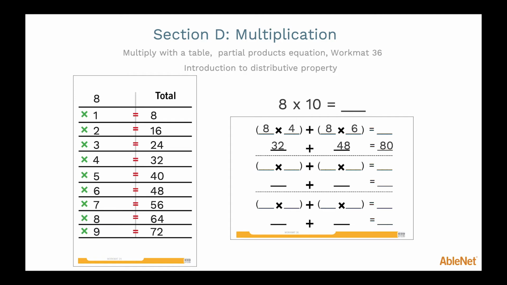Students use the facts they identified on work mat 35 and apply those to multiplying 8 times 10. Students learn about distributing a large factor into smaller factors. In this case, students multiply 8 times 10 by breaking 10 into factors of 4 and 6. Now they can use work mat 35 to see that 8 times 4 is 32, and 8 times 6 is 48. Those products are added to identify 8 times 10 is 80.